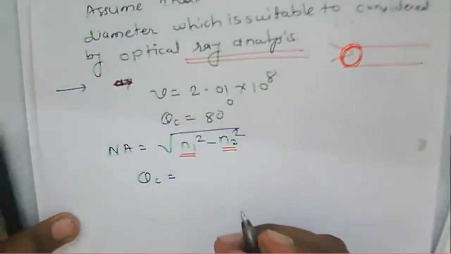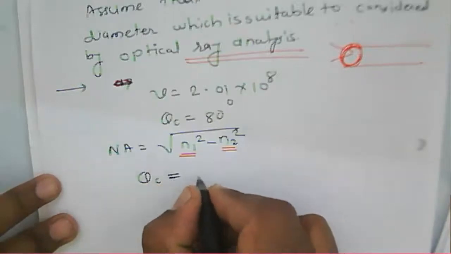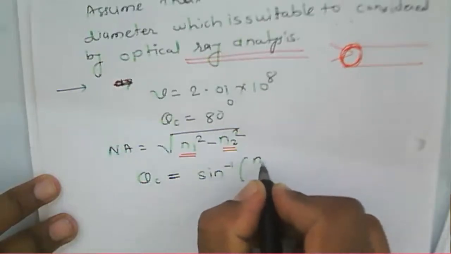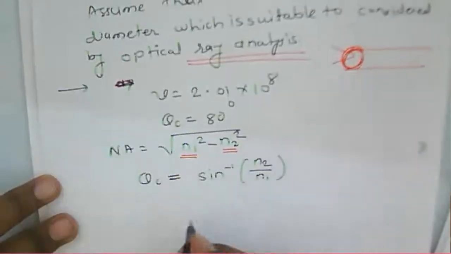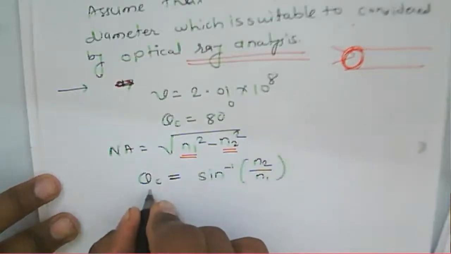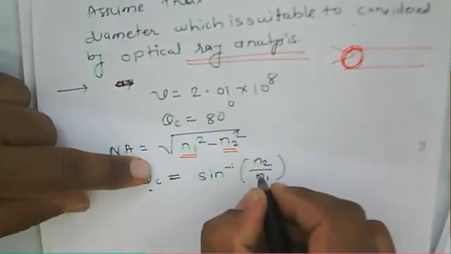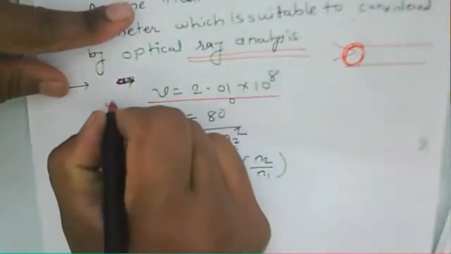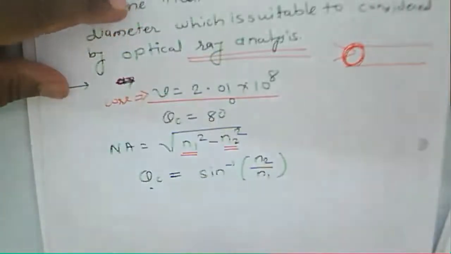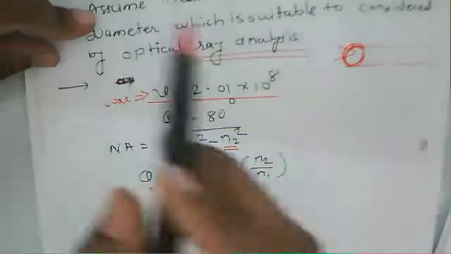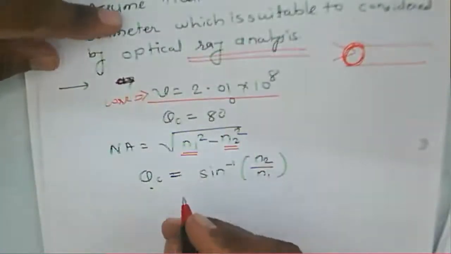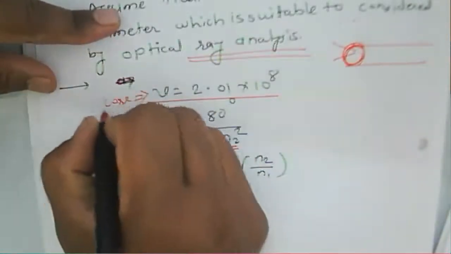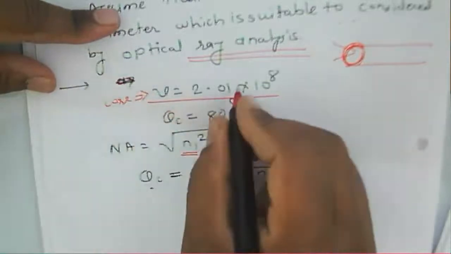The critical angle is equal to what? The term is given for the critical angle. So theta c is sine inverse of n2 by n1. Even here we have only one term, we don't have these two terms. But from the velocity given, the velocity of light propagating in the fiber core of a step index fiber, the core velocity is given here as 2.0.